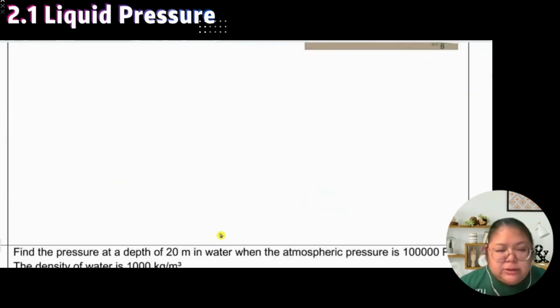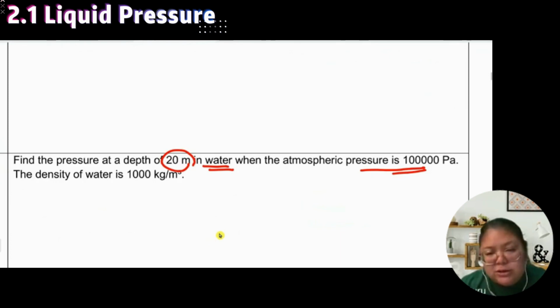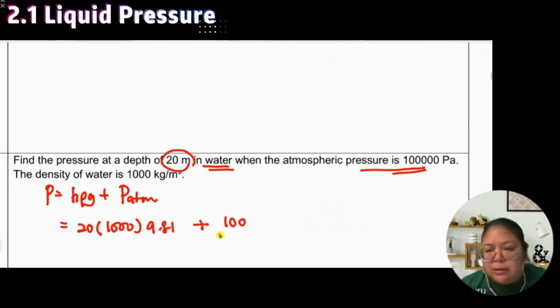Okay, then the next one is find the pressure at the depth 20 meter in the water. When the atmospheric pressure, okay, they tell you atmospheric pressure, then the density of the water. It means the question says they want total pressure. Say find the pressure, then they will want the total. So we need to put rho G plus atmospheric. So 20, you just put 20. Density for the liquid 1000, 9.81. Then you go plus 100,000. Okay, so the final answer, we get 1196.